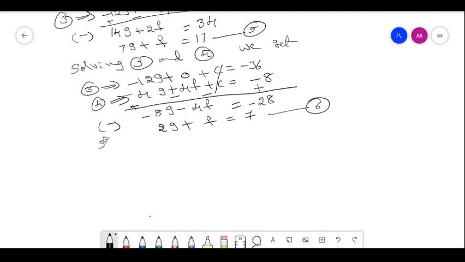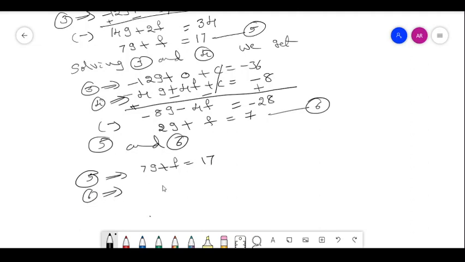Solving 5 and 6, we get the fifth equation: 7g plus f is equal to 17, and the sixth equation: 2g plus f is equal to 7. Subtracting these two equations, here also plus becomes minus, plus f minus f will be cancelled. 7g minus 2g is 5g is equal to 17 minus 7, which becomes 10. 5g is equal to 10. Then g is equal to 10 by 5, that value becomes 2.